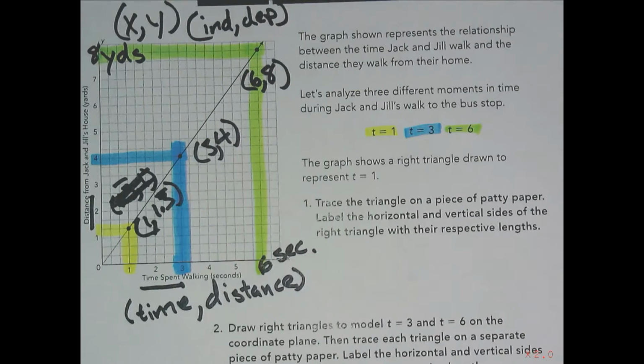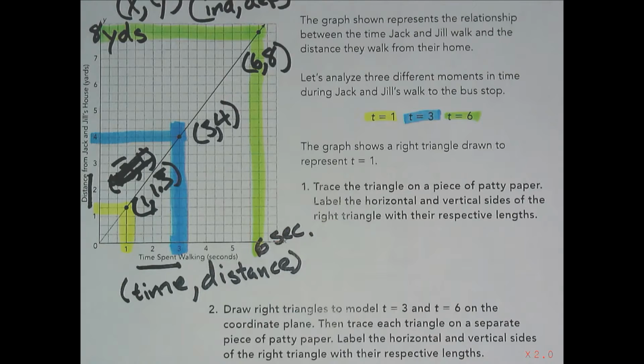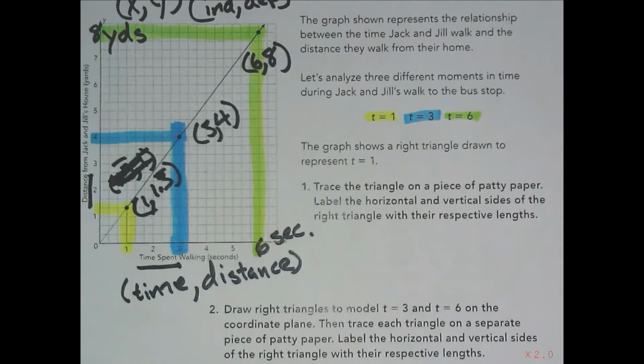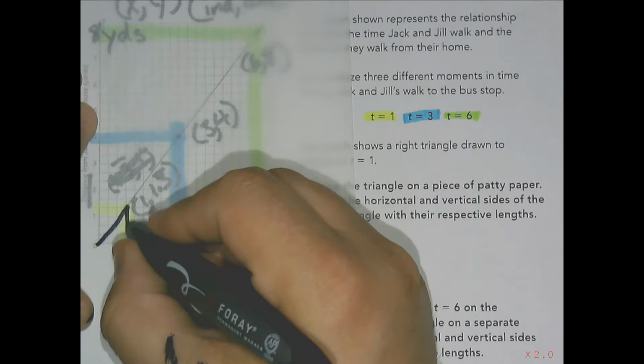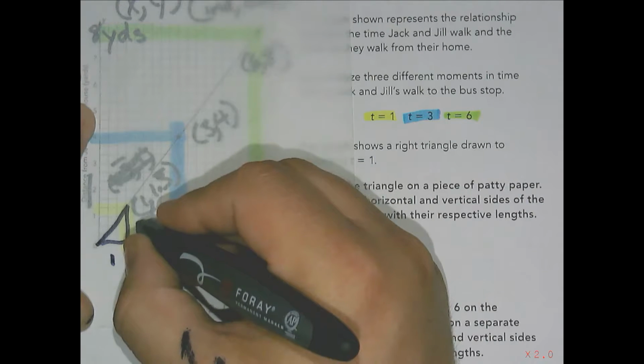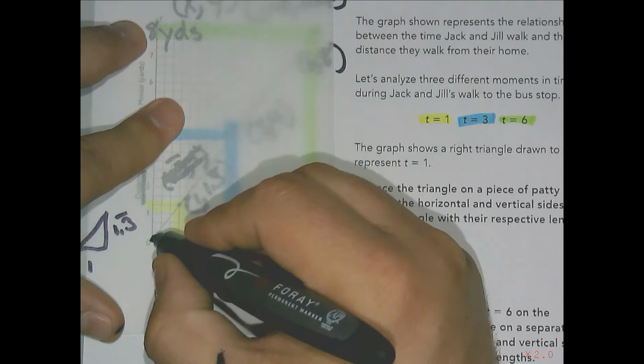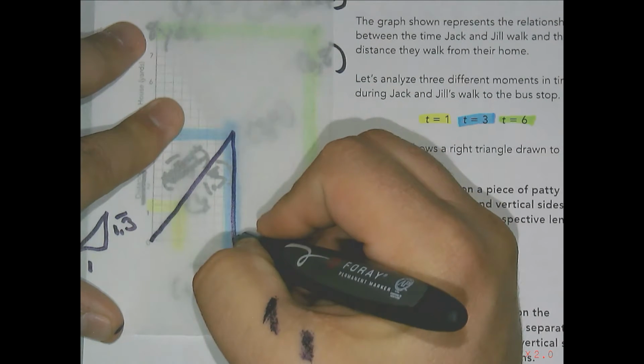So now it says, trace the triangle on a piece of patty paper, label the horizontal and vertical sides on the right triangle with their respective lengths. Now I've got patty paper up here. I'm not going to pass it out to you guys today for time's sake, but I'm going to take this patty paper and trace the triangle on the patty paper like they suggested. So I've got this one, and this is 1 and 1.3 repeating. Then I'm going to come over a little bit. Don't write it down, just pay attention. Then the next one looks like this.